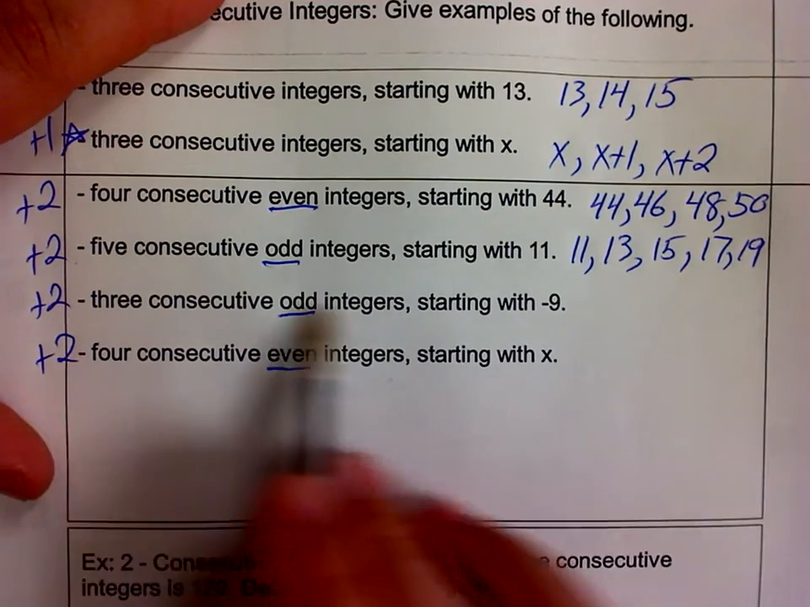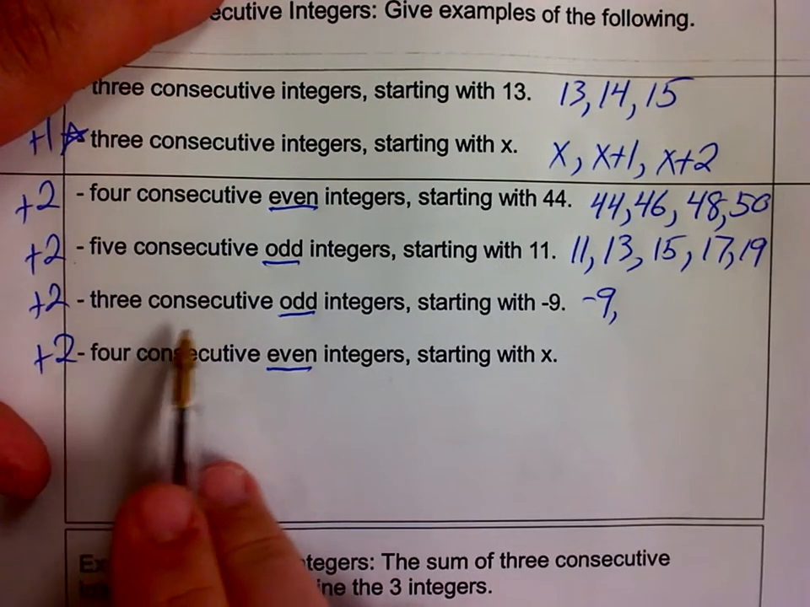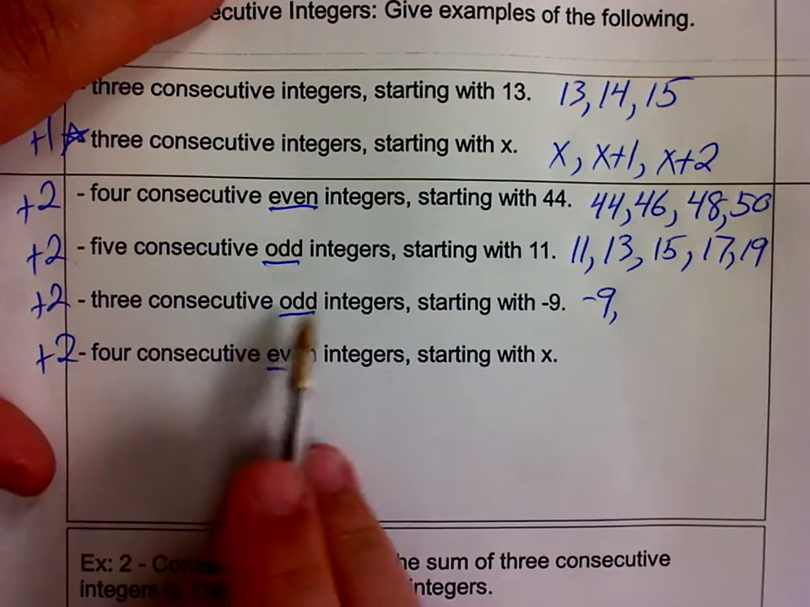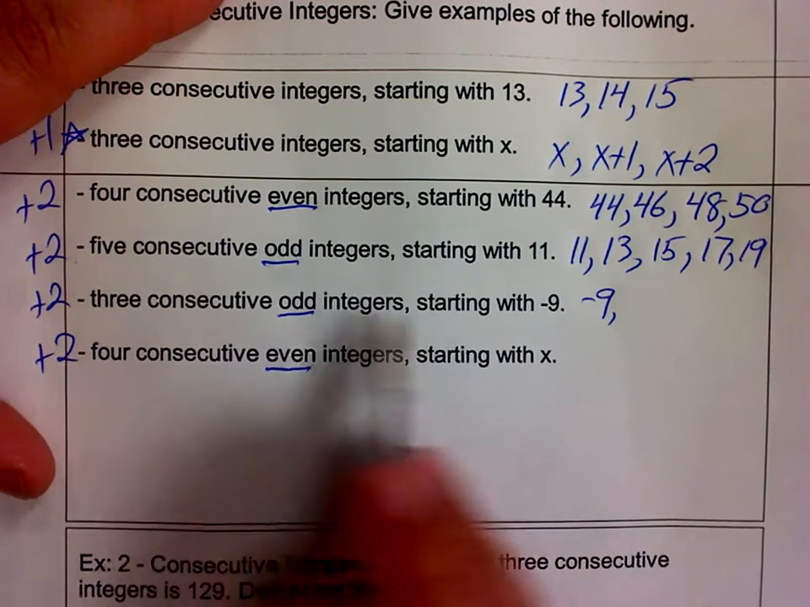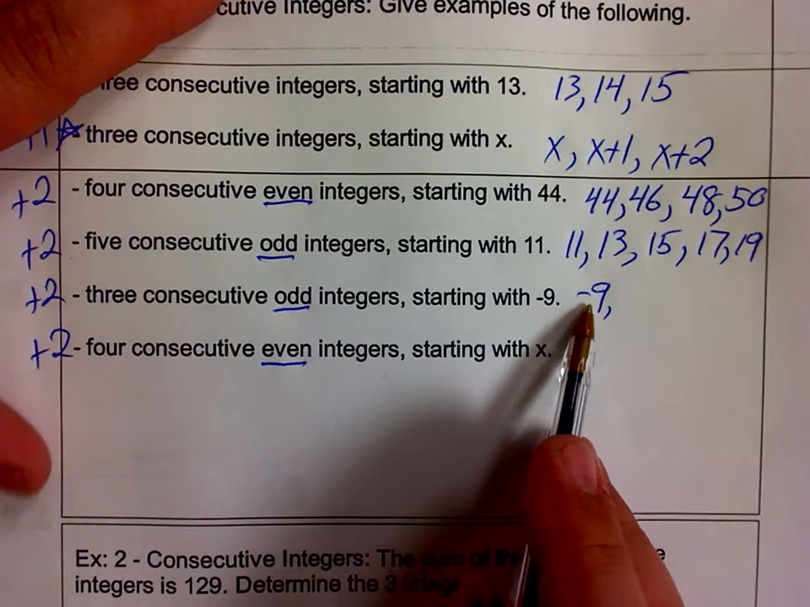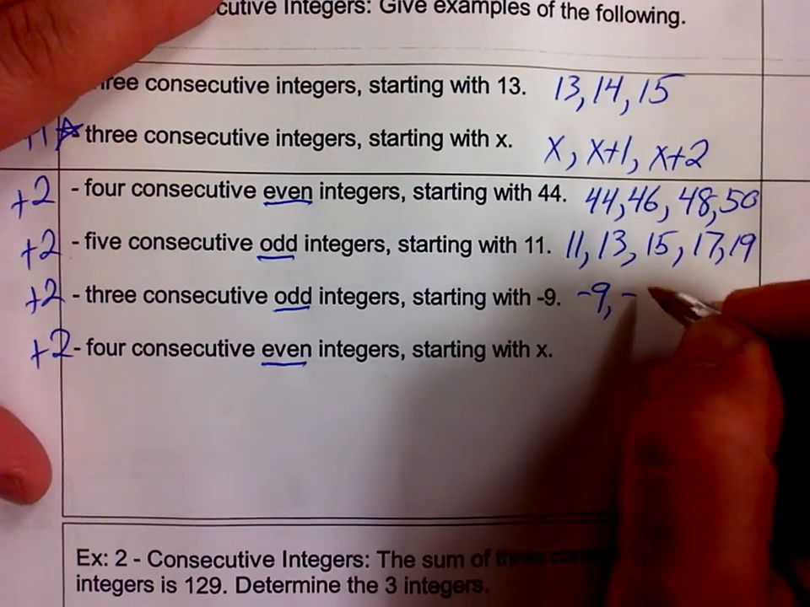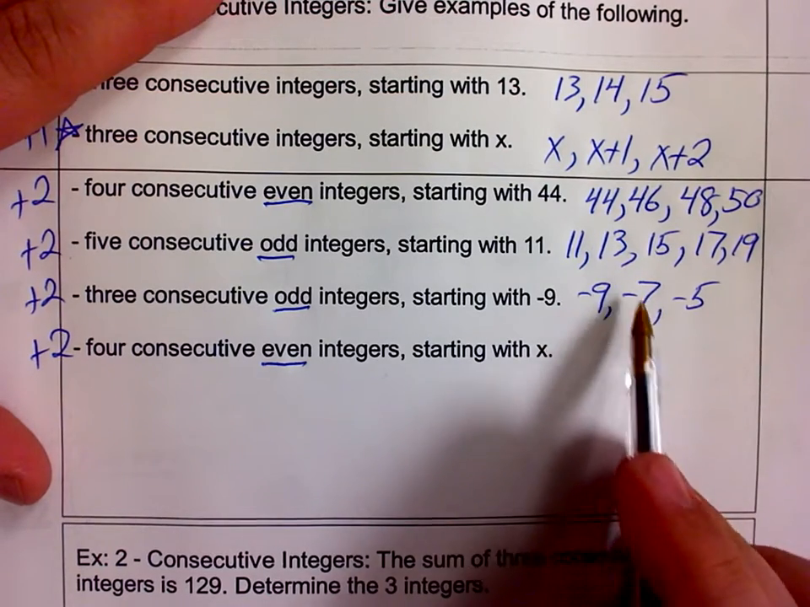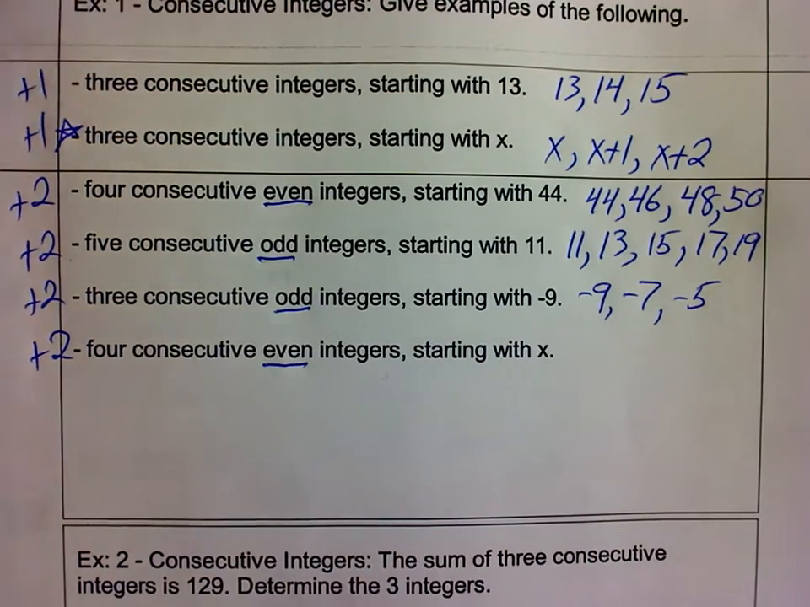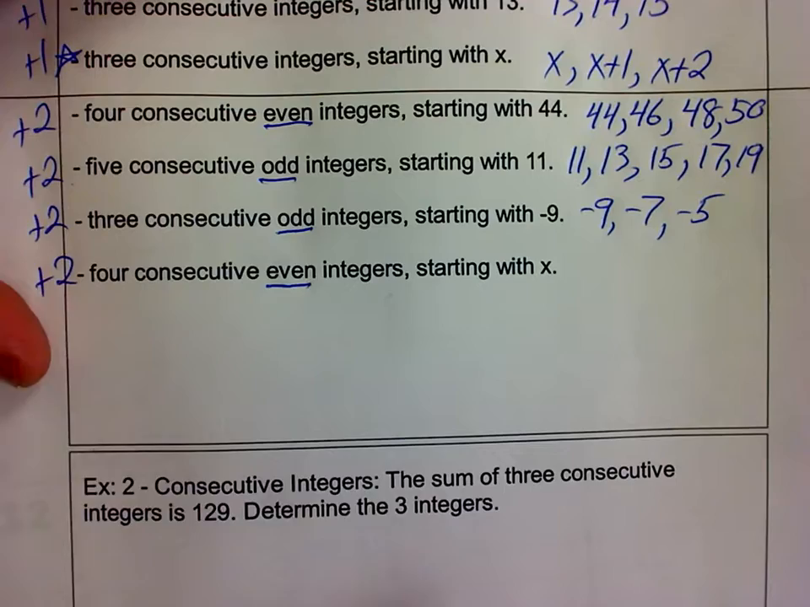All right, the next one, we have a -9 as our starting point. So this one's going to be a little bit different, but the process is still the same. 3 consecutive odd integers. Since we see that term odd, we're going to be adding 2 each time. Now keep in mind, -9 plus 2 moves to the right on the number line, so we're going to end up with a -7 there. And then if we add 2 to that one, we'd end up with -5. Okay, and those would be our 3 consecutive odd terms there.